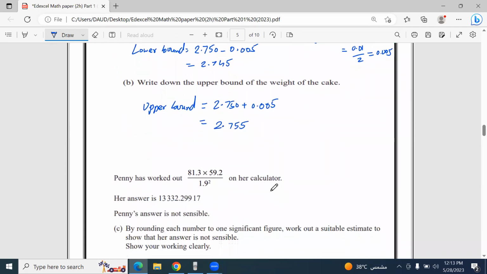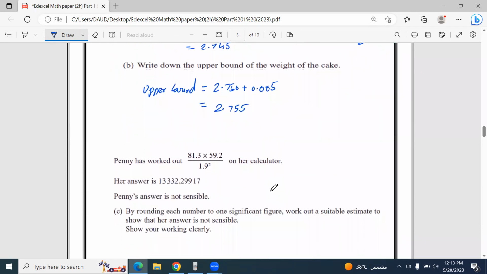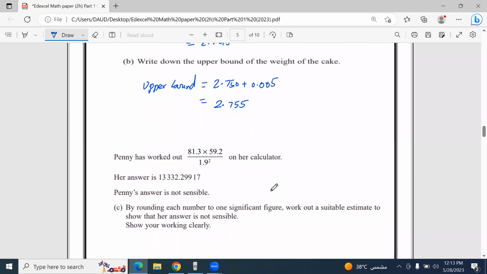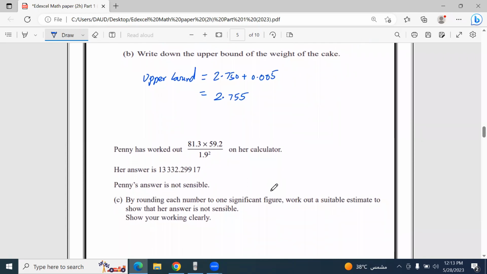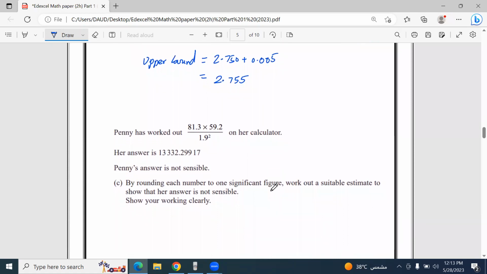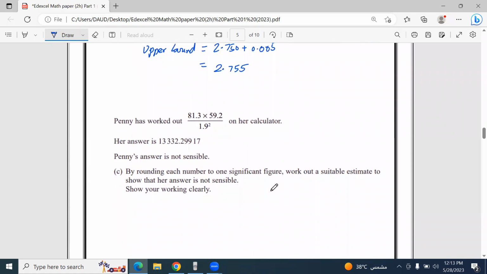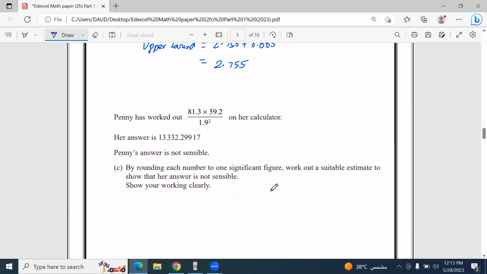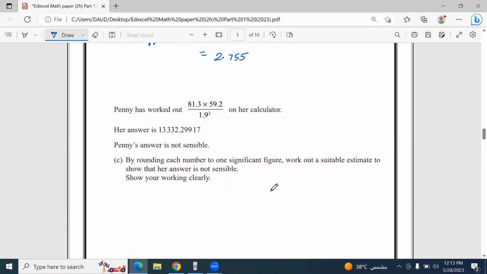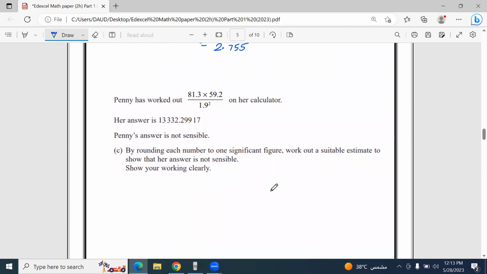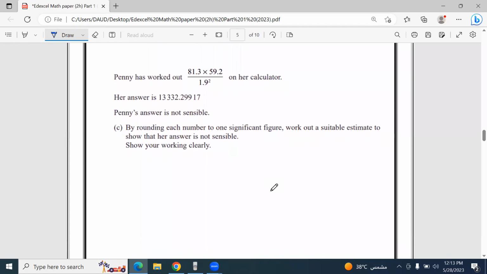Next, it says Penny has worked out 18.3 multiply 59.2 over 1.9 squared on her calculator, and her answer is 13,332.29917. So Penny's answer is not sensible. What they want from us, by rounding each number to one significant figure, is to work out a suitable estimate to show that her answer is not sensible. So show your working clearly.